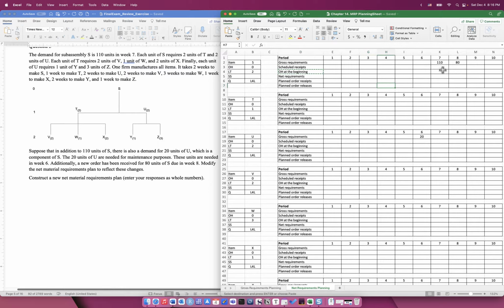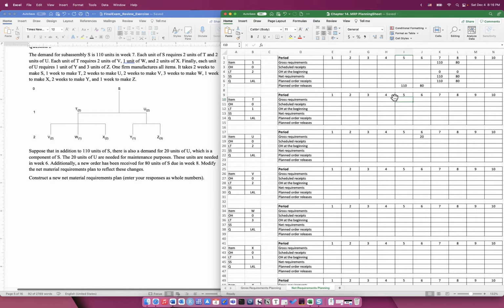On hand at the beginning, of course, in week 7 is 0. Because your lead time is 2, you need 110, you need to receive 110 at week 7, so you need to release it 2 weeks prior. All right, and again 80, you have 0 left over. You need 80, release it in week 6.